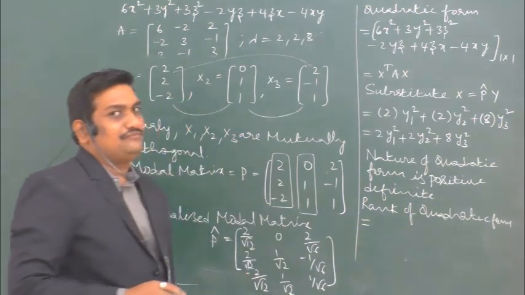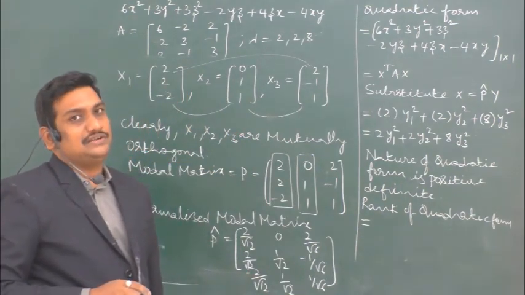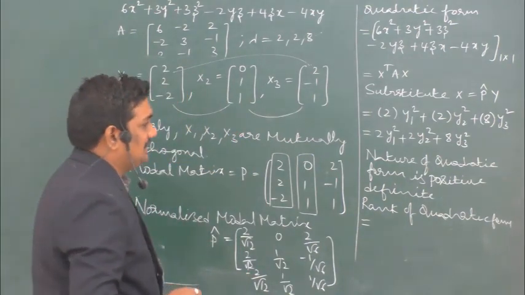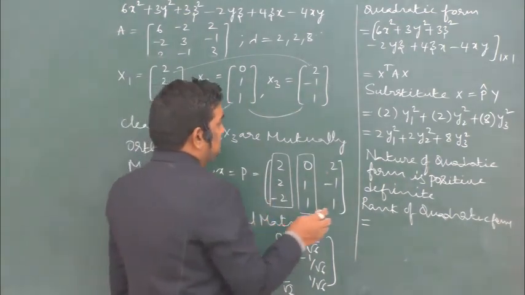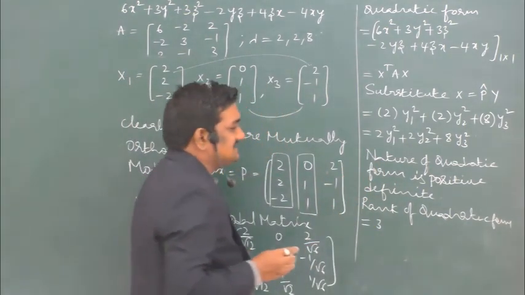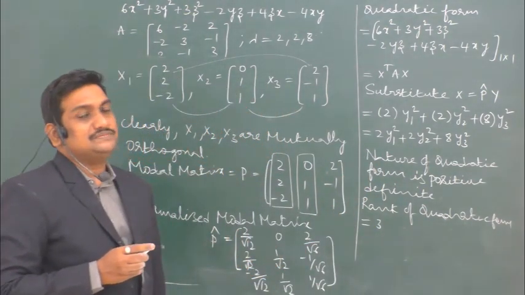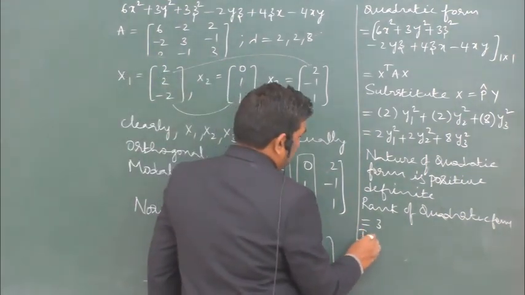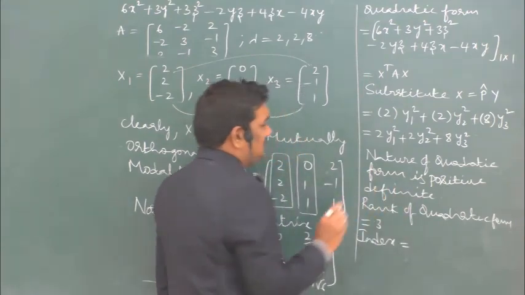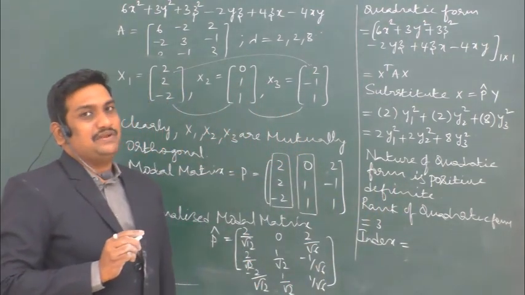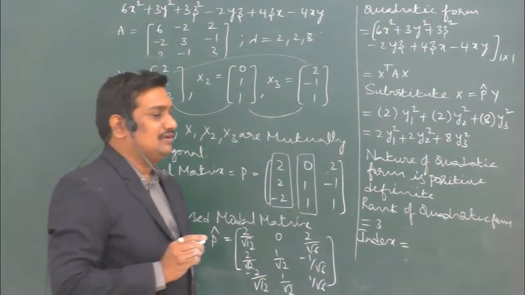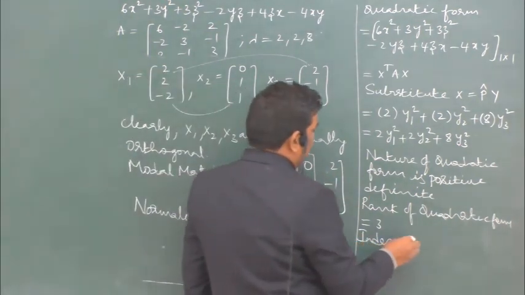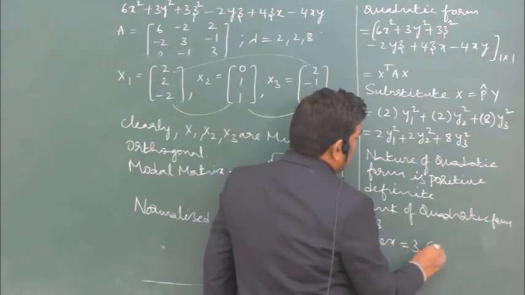The rank of a quadratic form is the number of non-zero terms in the corresponding canonical form. The number of non-zero terms is 3, hence the rank is 3. Then index. The index of a quadratic form is the number of positive terms in the canonical form. Positive terms are 3.